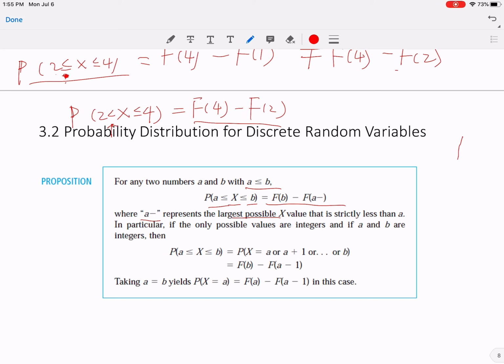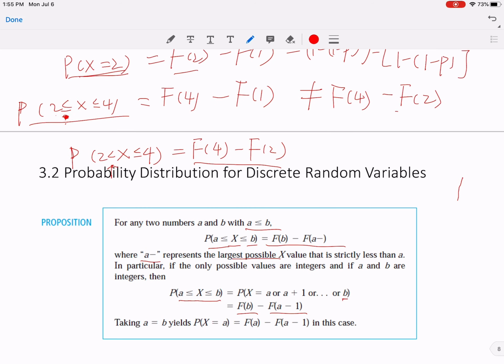So in particular, if the only possible values are integers, if a and b are integers, then the probability of x being greater than or equal to a but less than or equal to b, that is, the probability that x is equal to a, or a plus 1, up until b, that makes sense, right? That would be equal to f of b minus f of a minus 1. Okay, just like what we did over here.